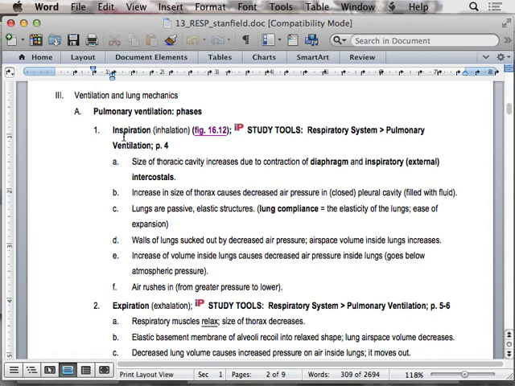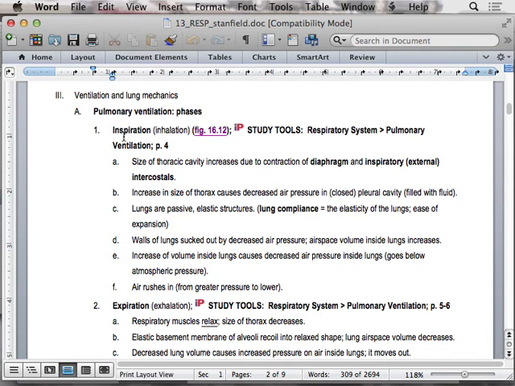So inspiration is simply increasing the size of this cavity. It's the thoracic cavity. And when you increase the size of a cavity, you decrease the pressure in a cavity. Does that make sense? So if I take a cavity and I stretch it, then the pressure goes lower. So things are less crowded in there, right? Or if I take a cavity and I squish it, the pressure goes higher, right?